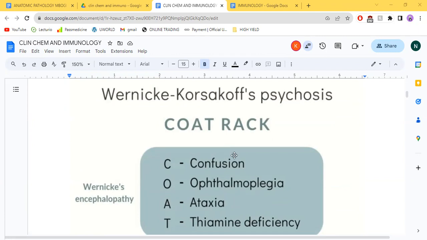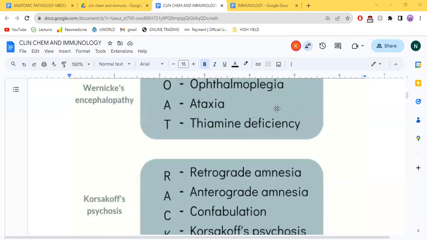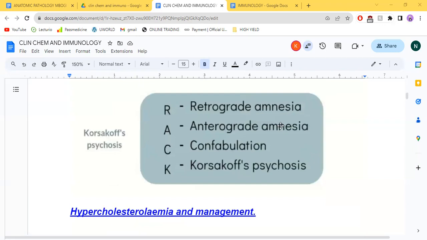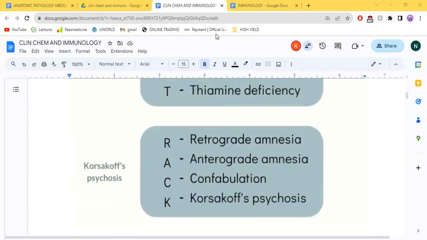And then we have this mnemonic. So Wernicke's encephalopathy, we've said, is caused by thiamine deficiency. They have confusion, ophthalmoplegia and ataxia. And then Korsakoff's psychosis is usually characterized by retrograde amnesia, anterograde amnesia, and confabulation. So the mnemonic is called TRAC. COT for Wernicke's encephalopathy, then RAC for Korsakoff's psychosis. Are we together? Can someone give a thumbs up or something?